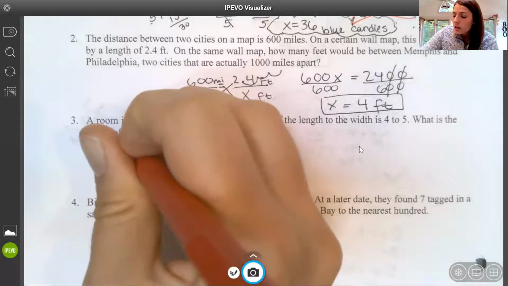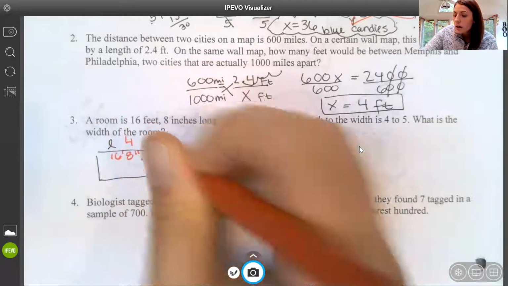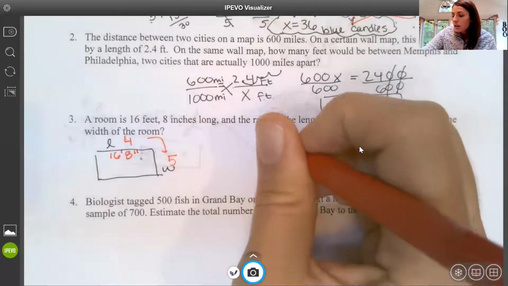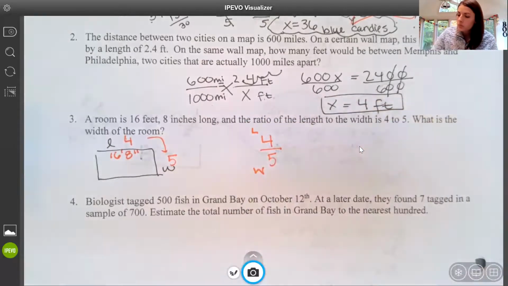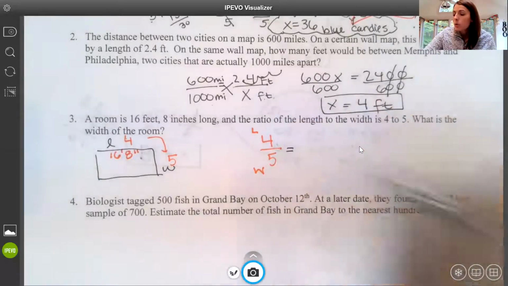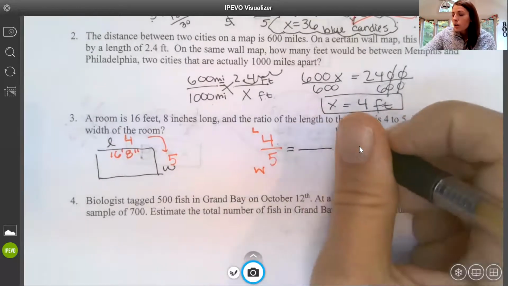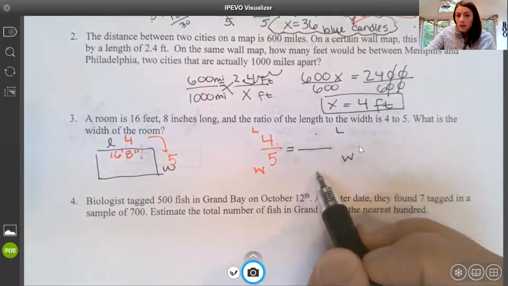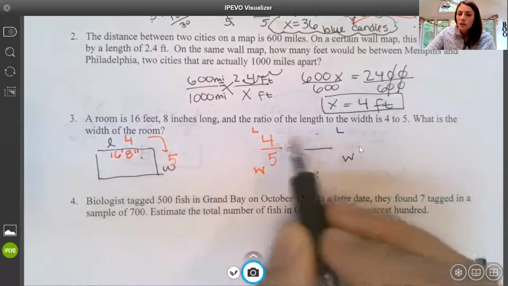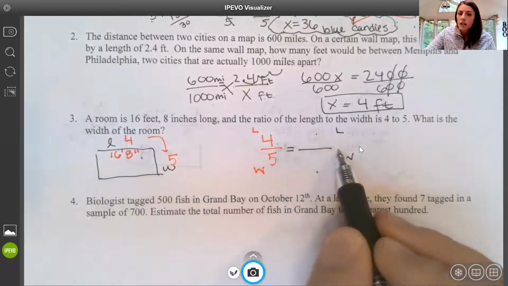So from length to width is 4 to 5. Okay, length to width is 4 to 5. Length to width. I can set up a proportion here where over here I also have length to width, and I know the length and I want to find the width. Now I can't put in two different units here, 16 feet 8 inches.